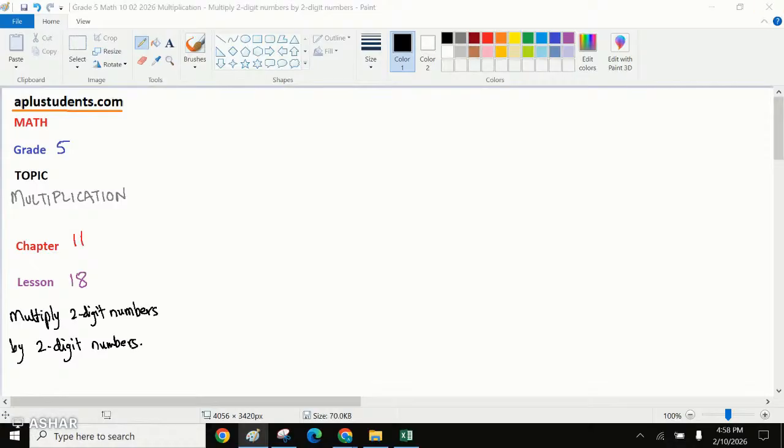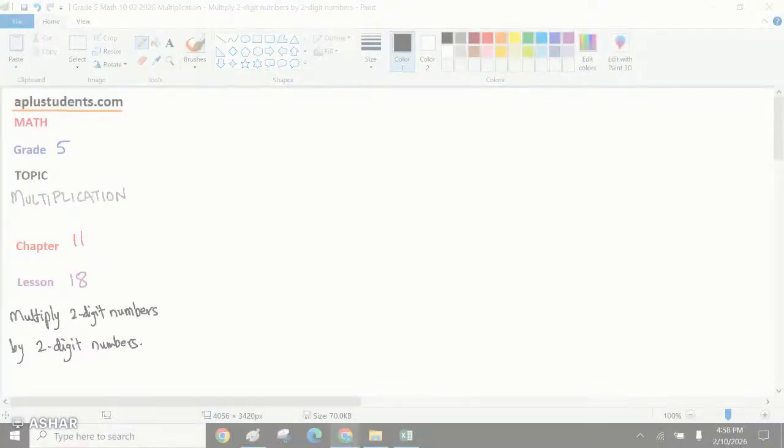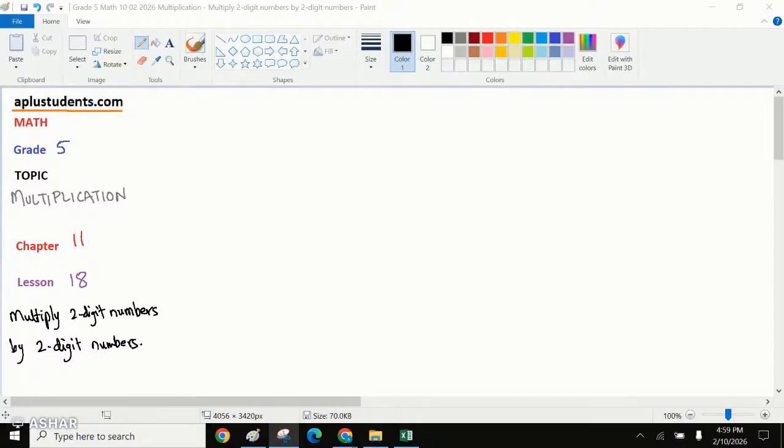Let's go to grade 5, maths, grade 5, chapter number 11, and lesson number 18. Multiply two-digit number. So let's look at the first question. In the first question, what they're telling us is we need to multiply these two together. Let's see how we can.